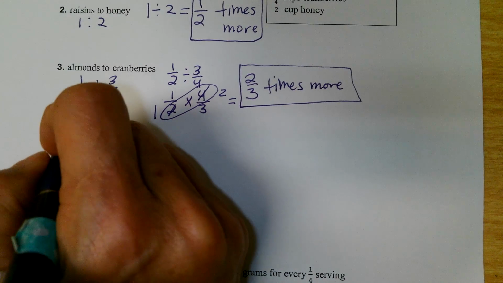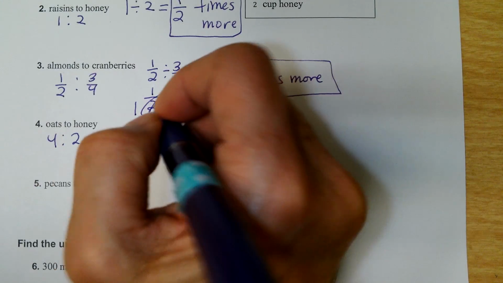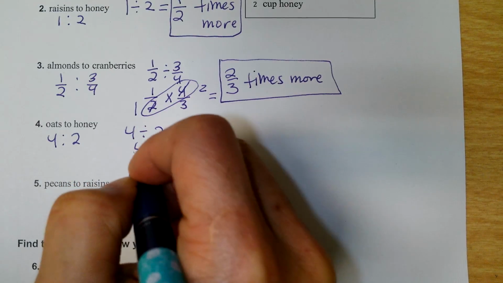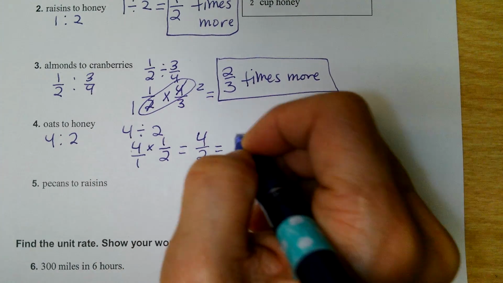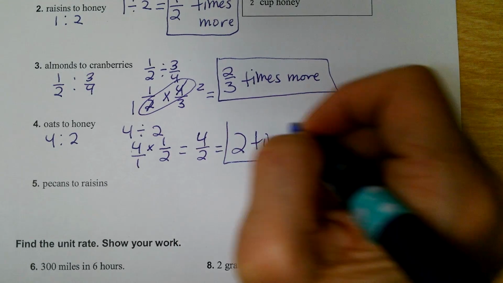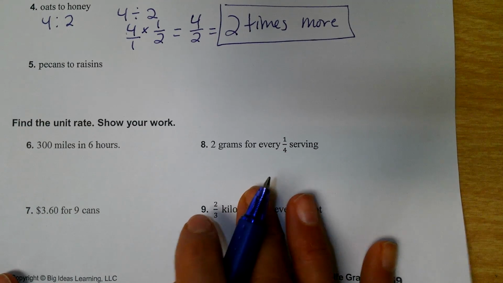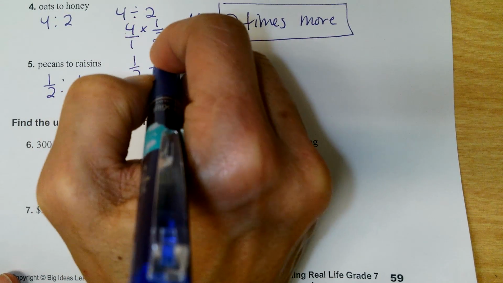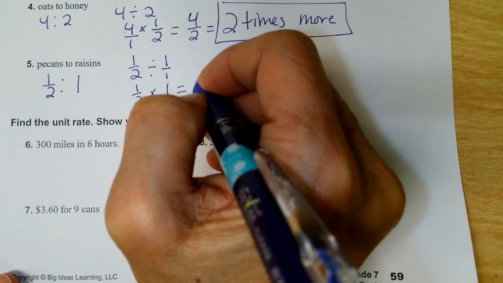Oats to honey, 4 to 2. And again, I'm getting it from here. So 4 divided by 2, which equals keep, switch, flip. Don't forget to flip. And that gives you, you can cross cancel 4 over 2, or that equals 2 times more. Pecans to raisins. So it's a ratio. The pecans are half to 1. So half divided by 1 over 1. Keep, change, and then flip, which equals half times more.